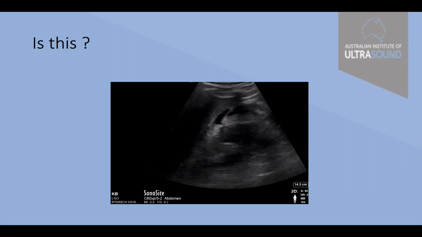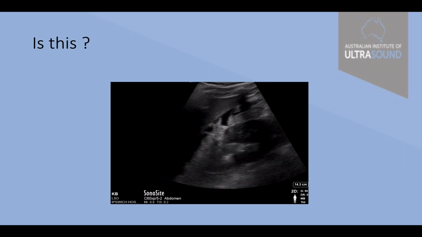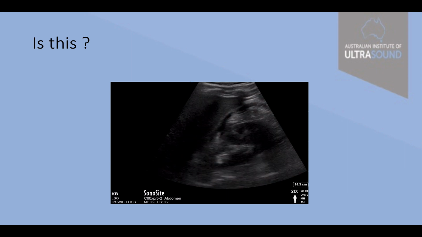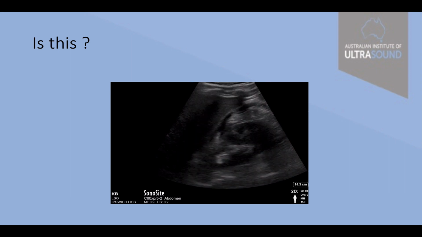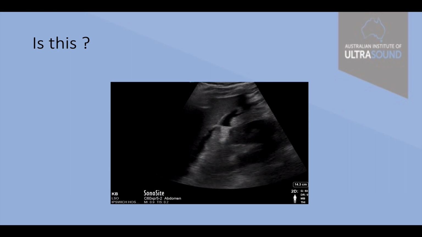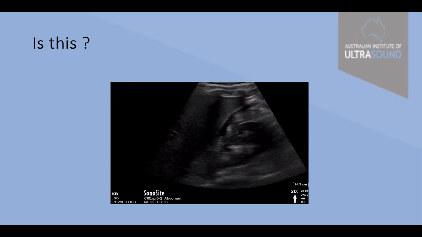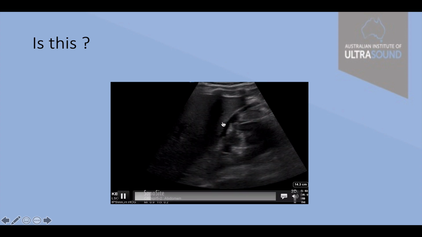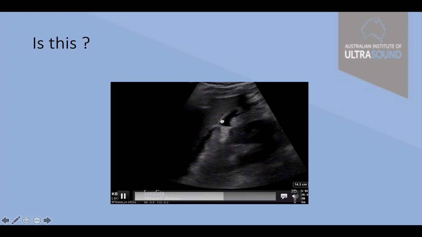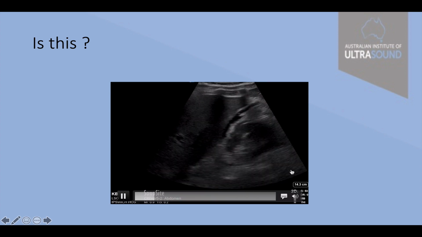Now this is a good example of an alternative. This is the right upper quadrant. You can see the kidney on the right and a little bit of spleen on the liver on the left. And you can see what looks like tongues of fluid between the kidney and the liver. But I want you to look very carefully at the edge of the liver here. It does appear to have a white outline, doesn't it?